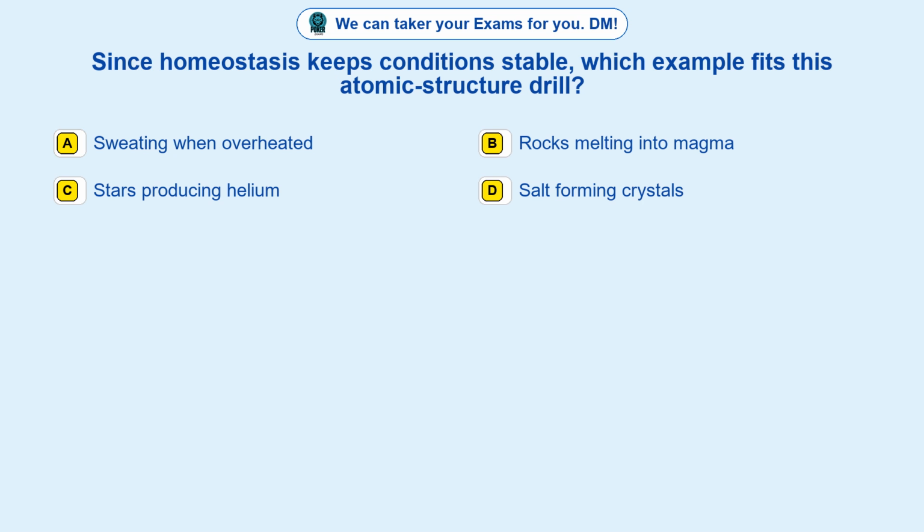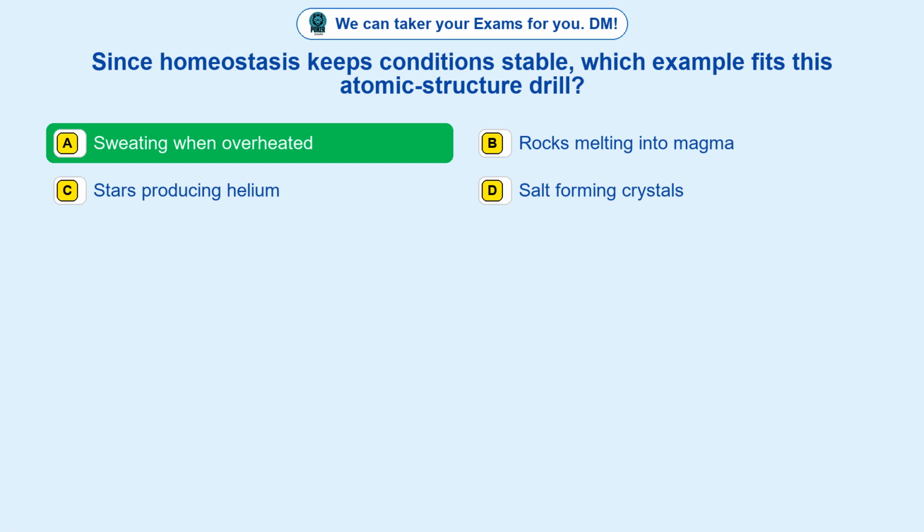Question 20. Since homeostasis keeps conditions stable, which example fits this atomic structure drill? Option A. Sweating when overheated. Option B. Rocks melting into magma. Option C. Stars producing helium. Option D. Salt forming crystals. The correct answer is option A.